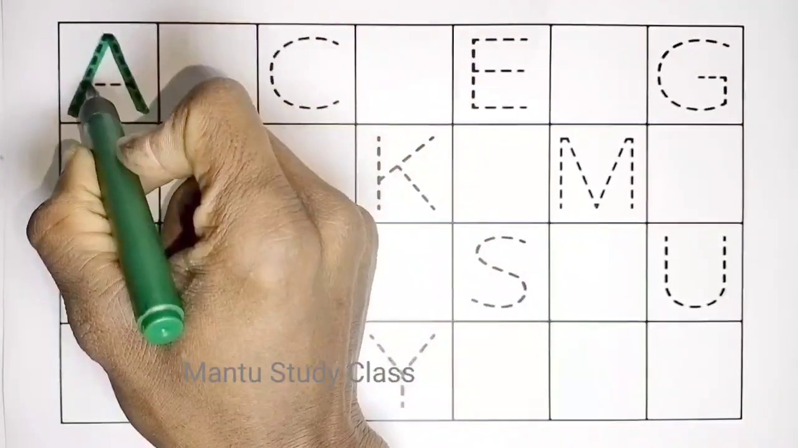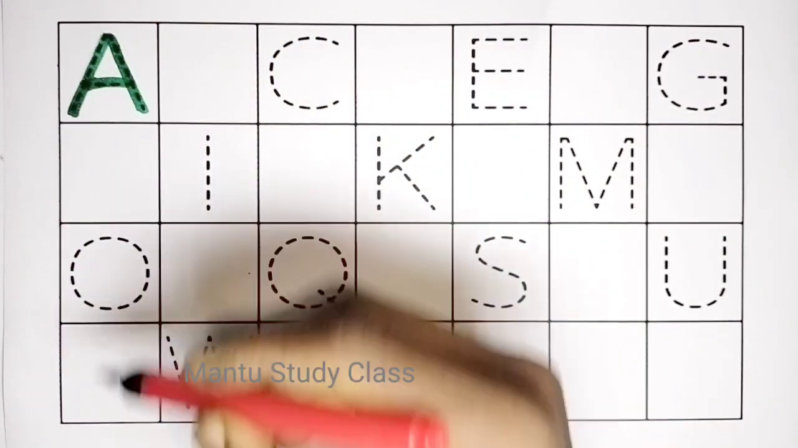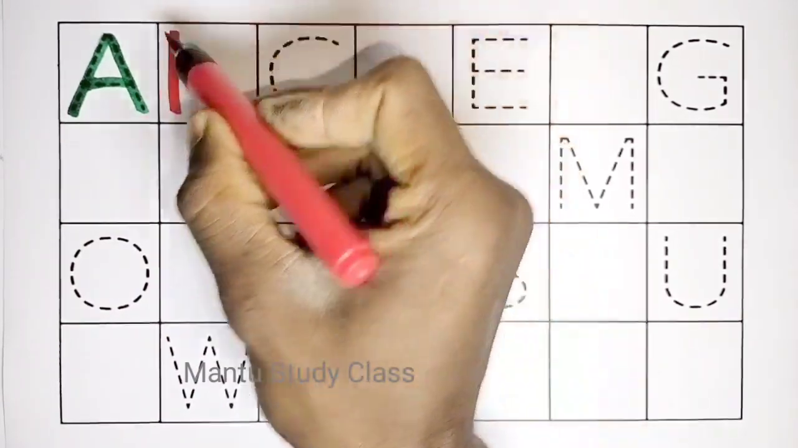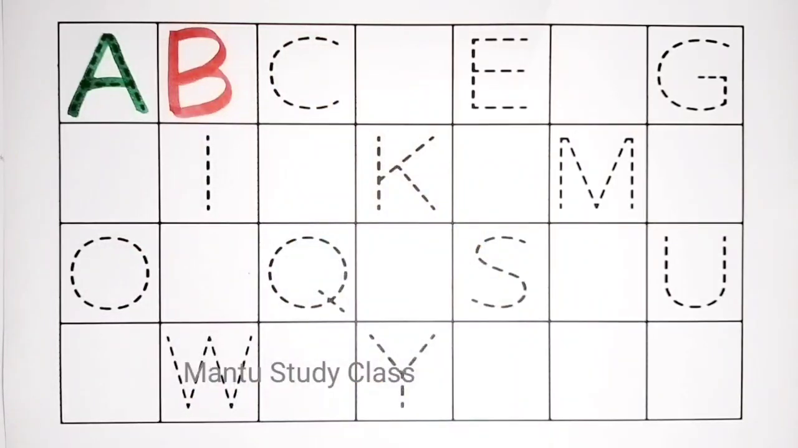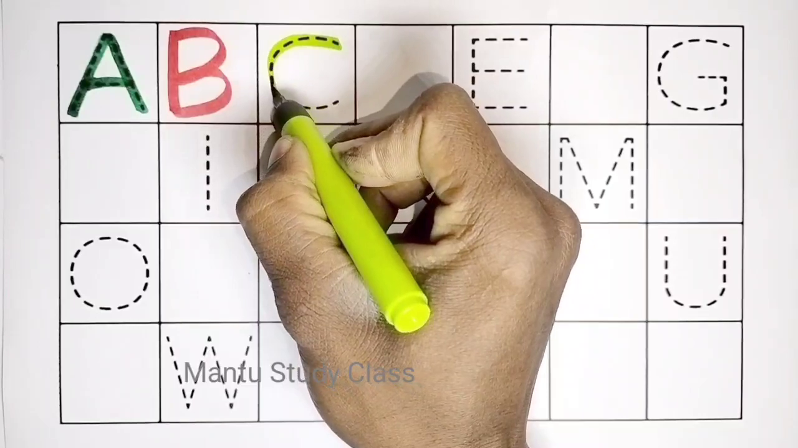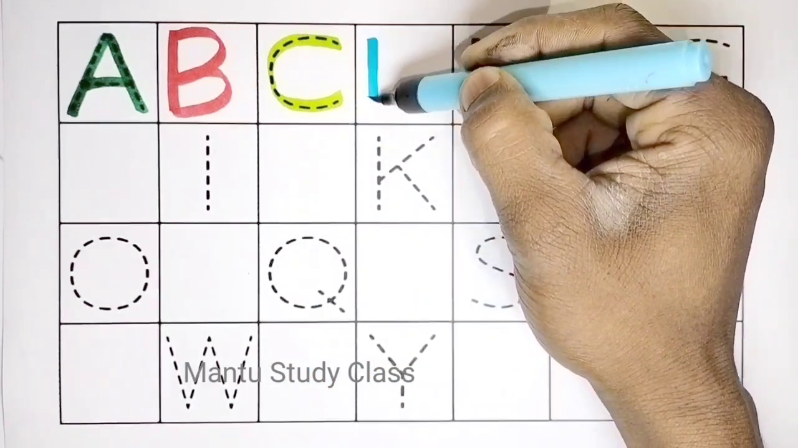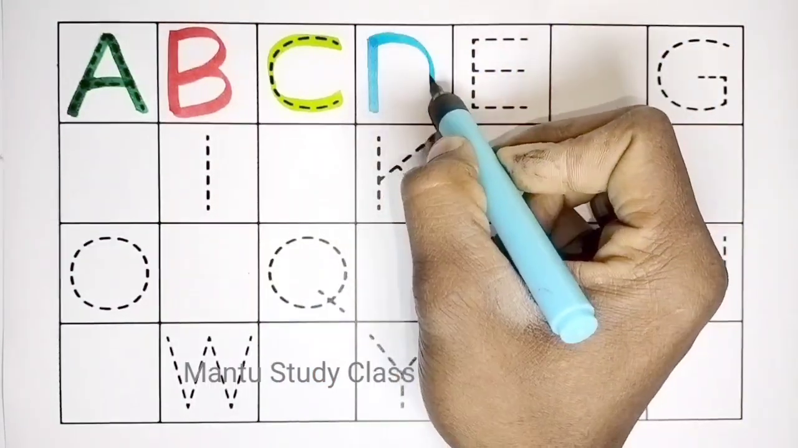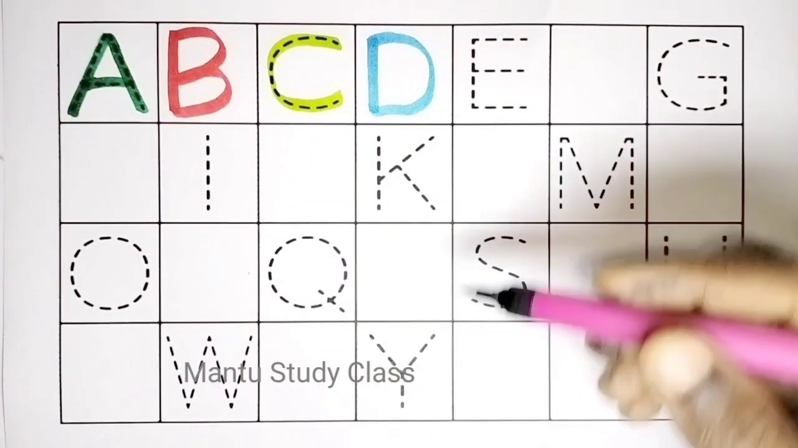A for aeroplane. B for banana. C for cat. D for dog.